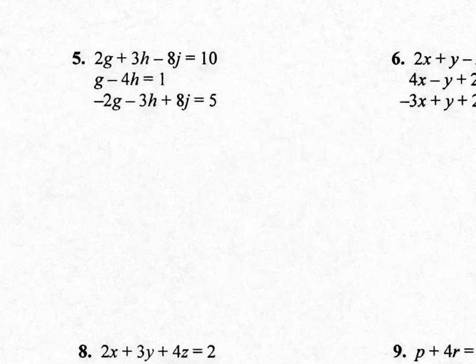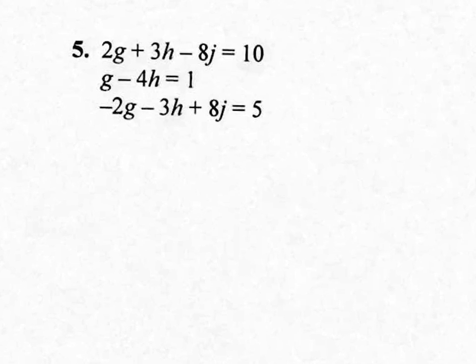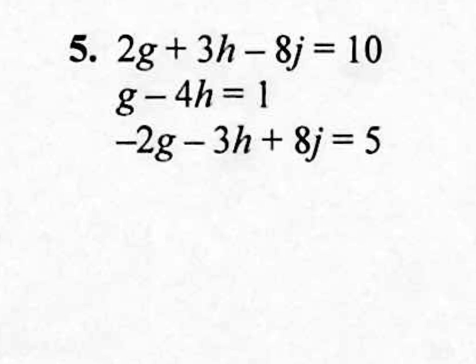Taking a look at number 5. So let's number them: 1, 2, 3. What are we going to do? What variable do we want to cancel? Ladies and gentlemen, what variable do we want to cancel? G's, H's, or J's? J's. You know why? Because the second equation already does not have a J.